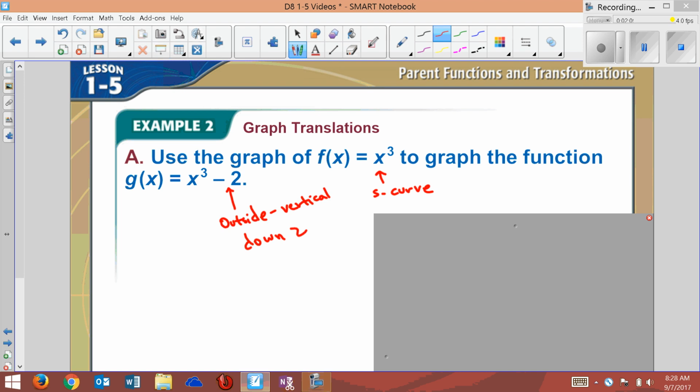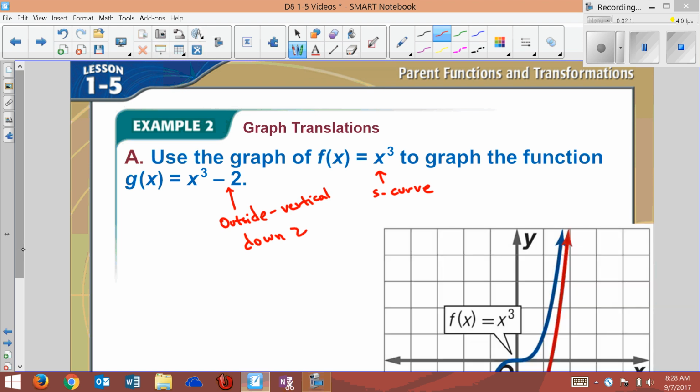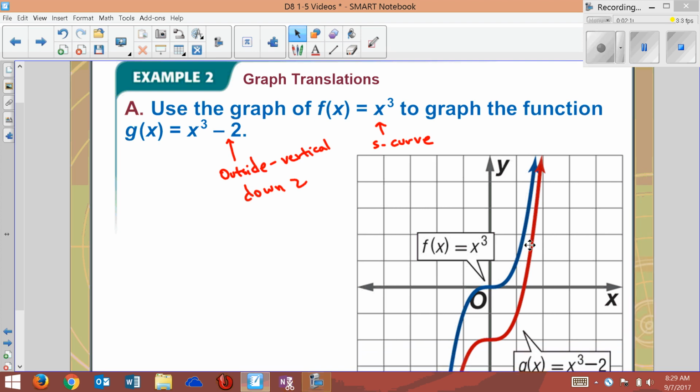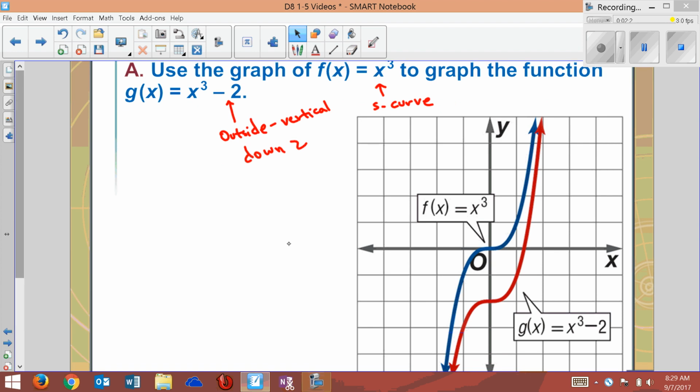Let's look at the picture real quick. As you can see here, the blue is the original. The red has been shifted down 2 units. Okay, let's look at another one.